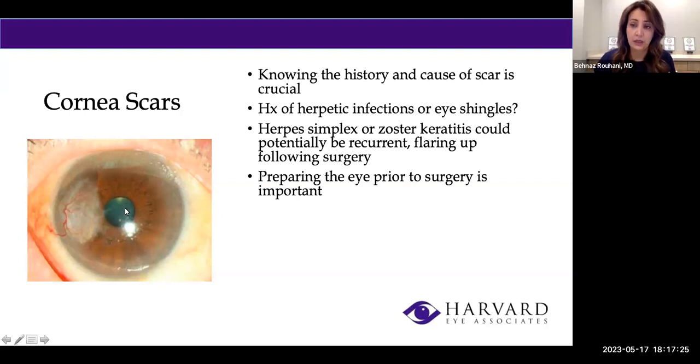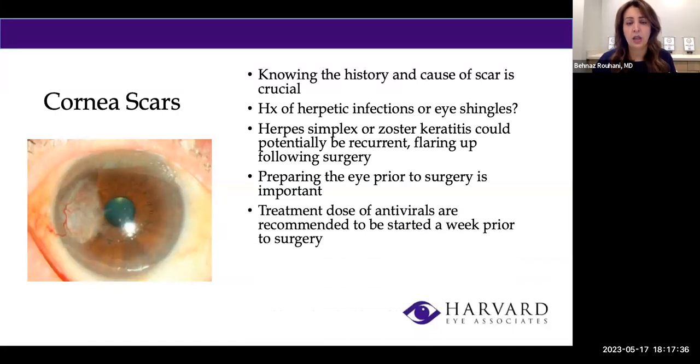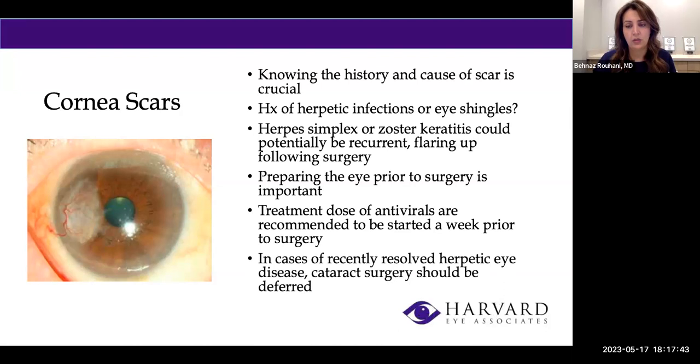However, in order to prevent the chance of a flare up or waking up the herpes virus or shingles, we need to prepare the patient. I usually put my patients on a treatment dose of antivirals a week prior to the surgery to prepare the body for the stress of the surgery. And if I have a patient who just recently recovered from a herpetic eye disease, I wouldn't proceed with cataract surgery, at least up to 3 months, making sure the eye stays nice and healthy without recurrences.